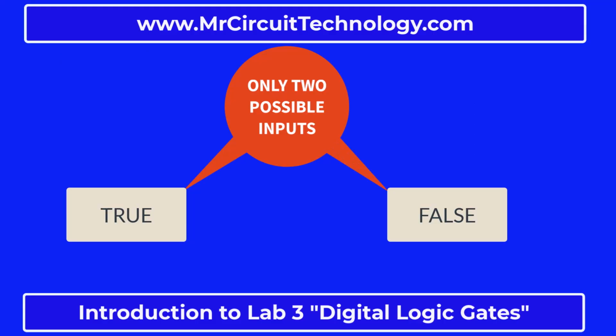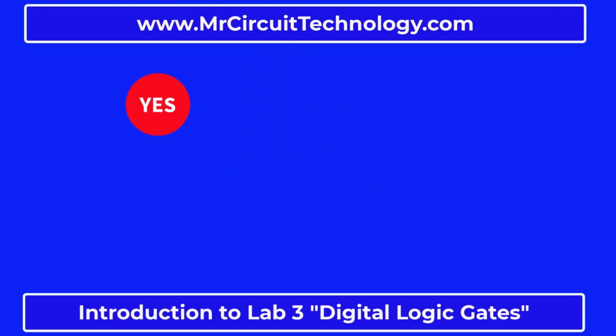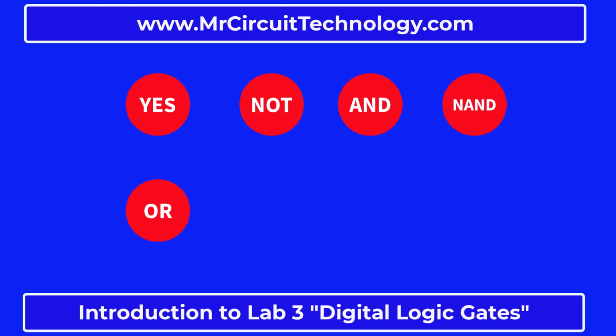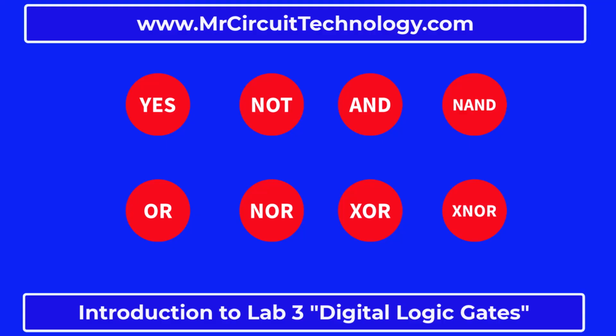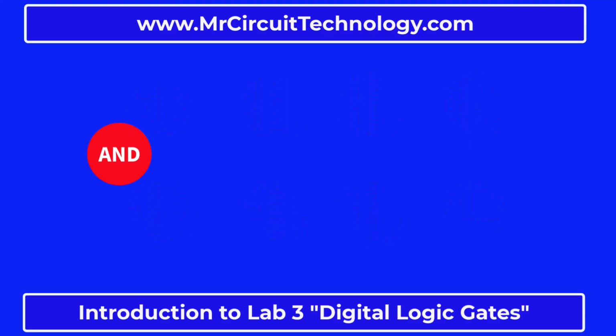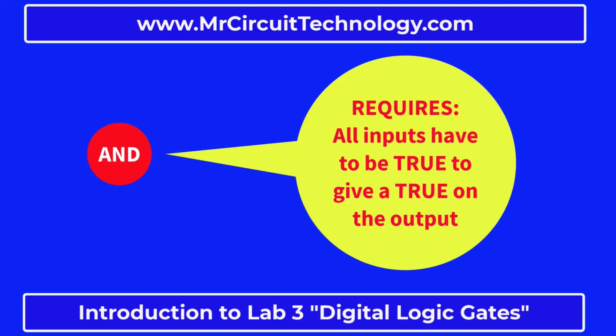In this lab, we are going to explain all of the digital logic gates and the rules for each one. Then, as part of your training, you will assemble an electronic circuit for each digital logic gate. As one example of a rule, the AND digital logic gate requires that all of its inputs have to be true to give you a true on the output.